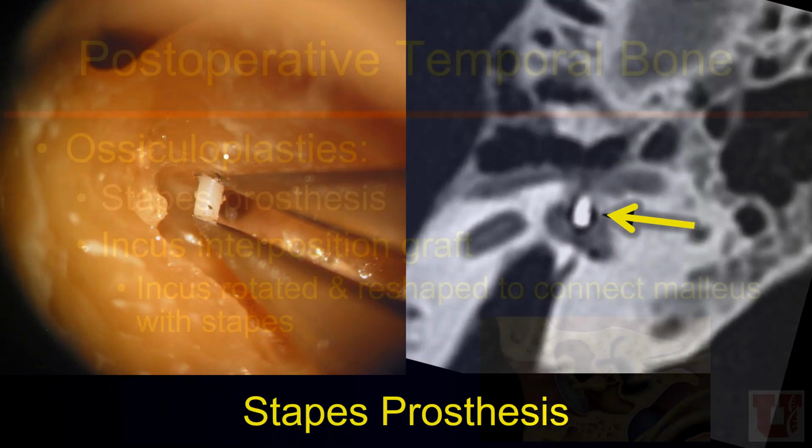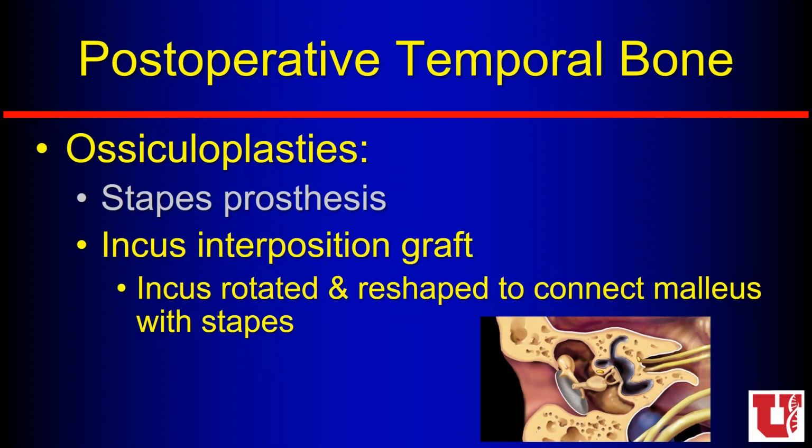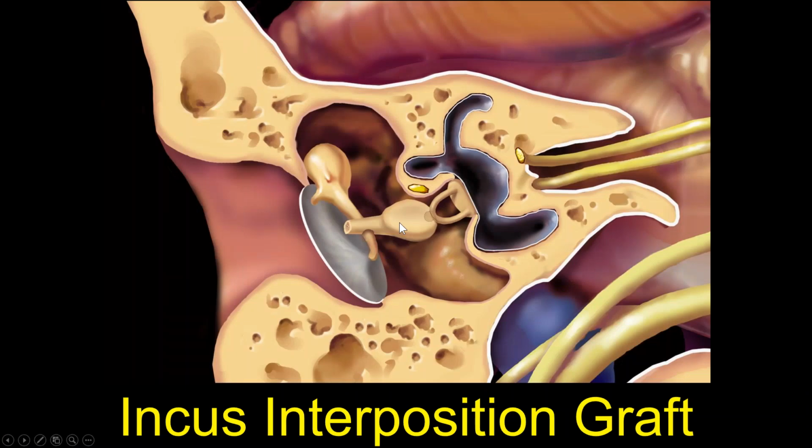So next we have the incus interposition graft. Here we actually take the incus out of alignment with the malleus, the incus, and the stapes, rotate it around and reshape the incudal head to connect the malleus with the stapes itself. If somebody has had trauma and we think that the incus is not in a normal position, we might try to reconstruct it in this way with an incus interposition graft.